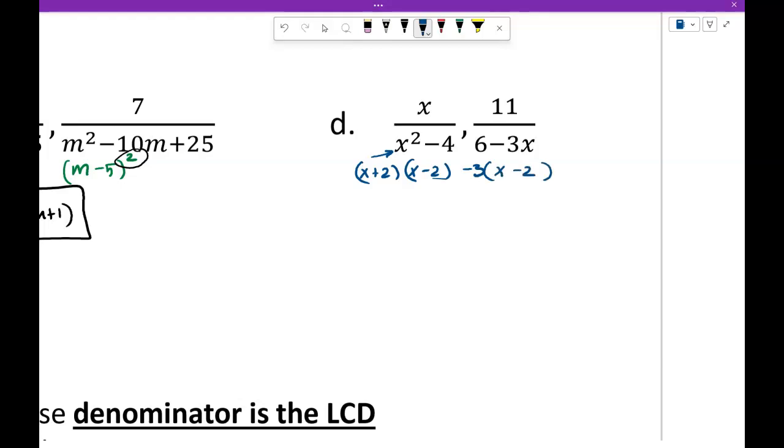that leaves us with a positive x and a negative 2. And that works out because that's already a factor. That way we're not adding in a new unique factor for our least common denominator. So our unique factors are x plus 2, x minus 2, and the negative 3.